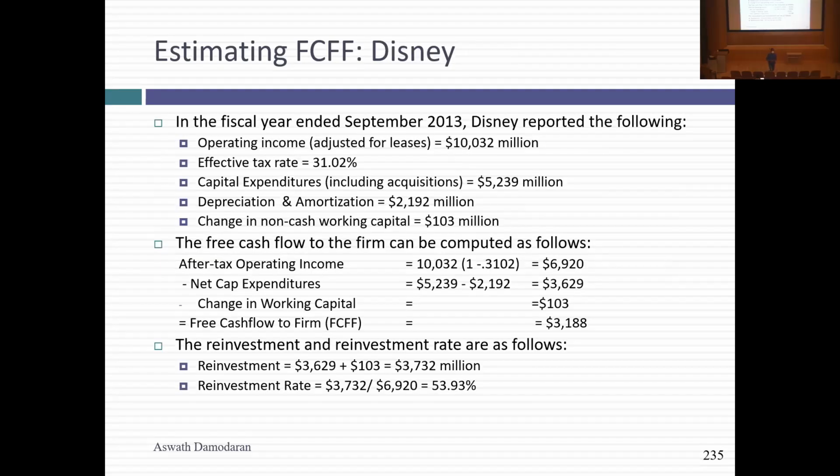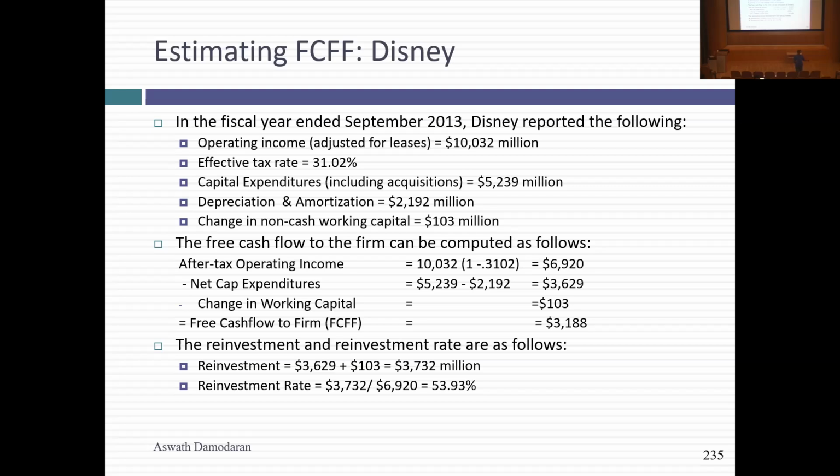For Disney, I'm going to actually estimate free cash flow for the firm because I'm going to value the entire business. Now again, notice the subtle difference. When you do free cash flow to equity, you start with net income. Why? Because you want to look at equity income to equity investors. When you do free cash flow to the firm, you start with operating income. I use EBIT and operating income interchangeably.